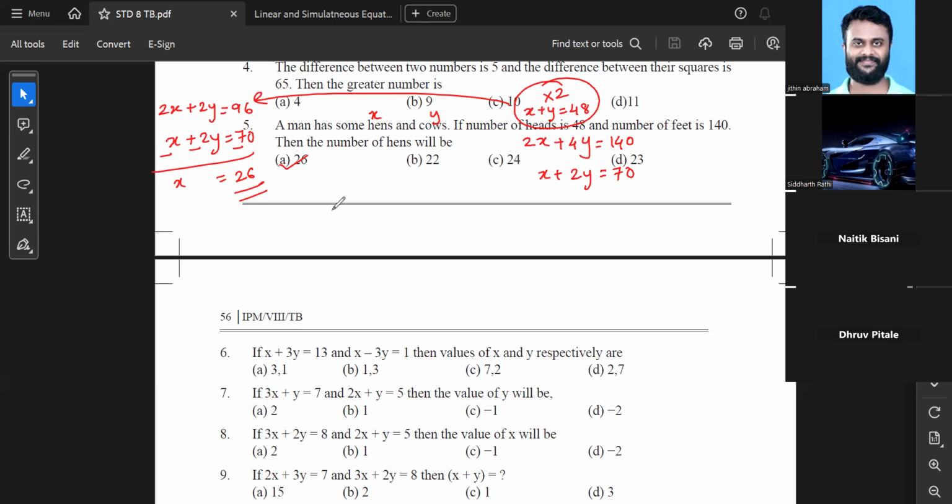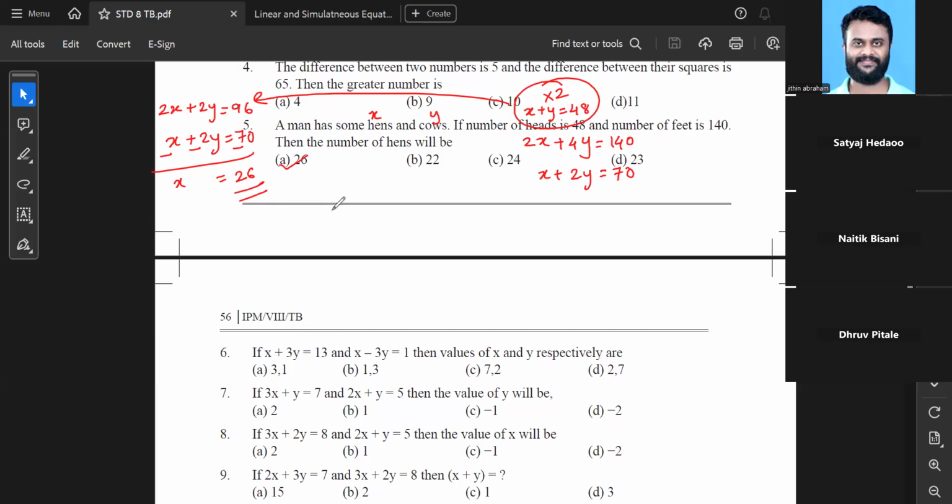I'll just wait for a minute and then I'll erase this. I actually didn't understand how the feet of the chickens and the cows are taken.